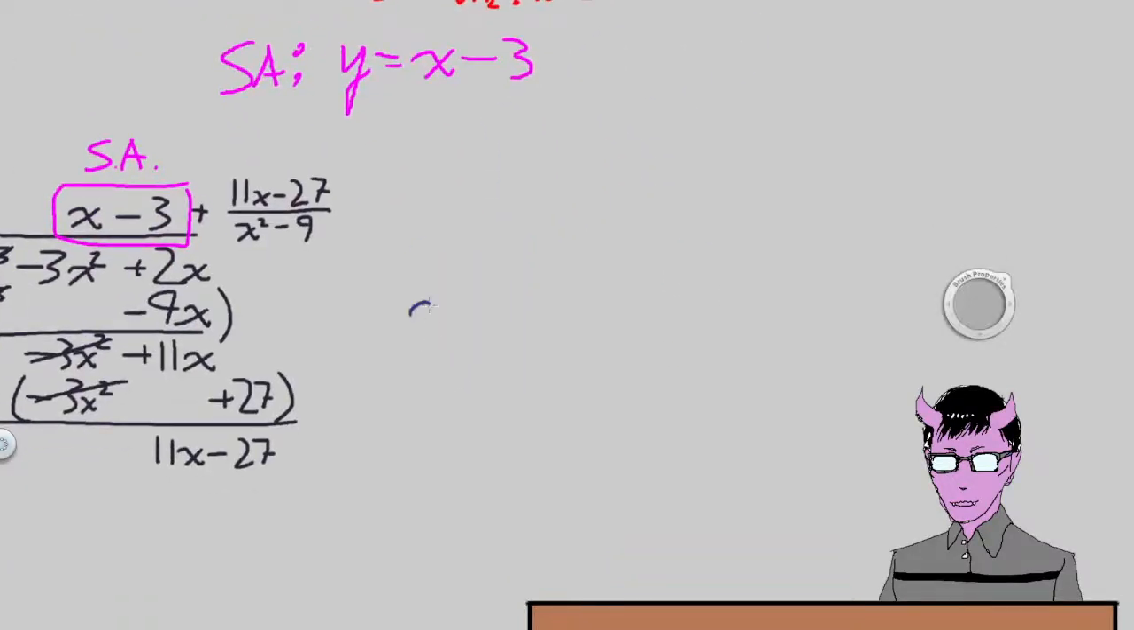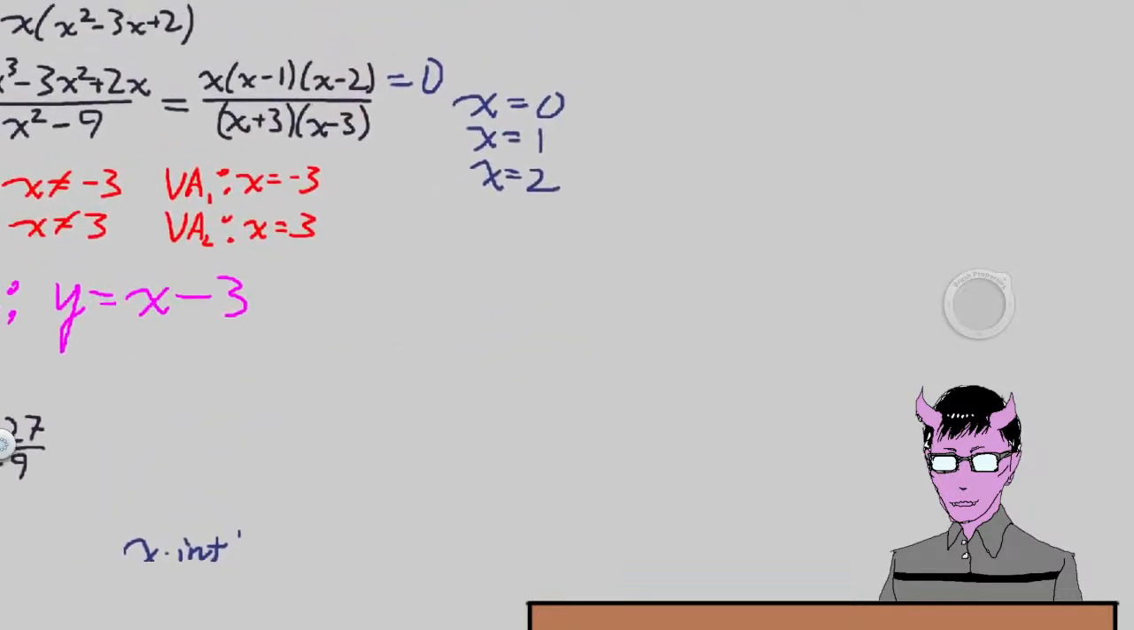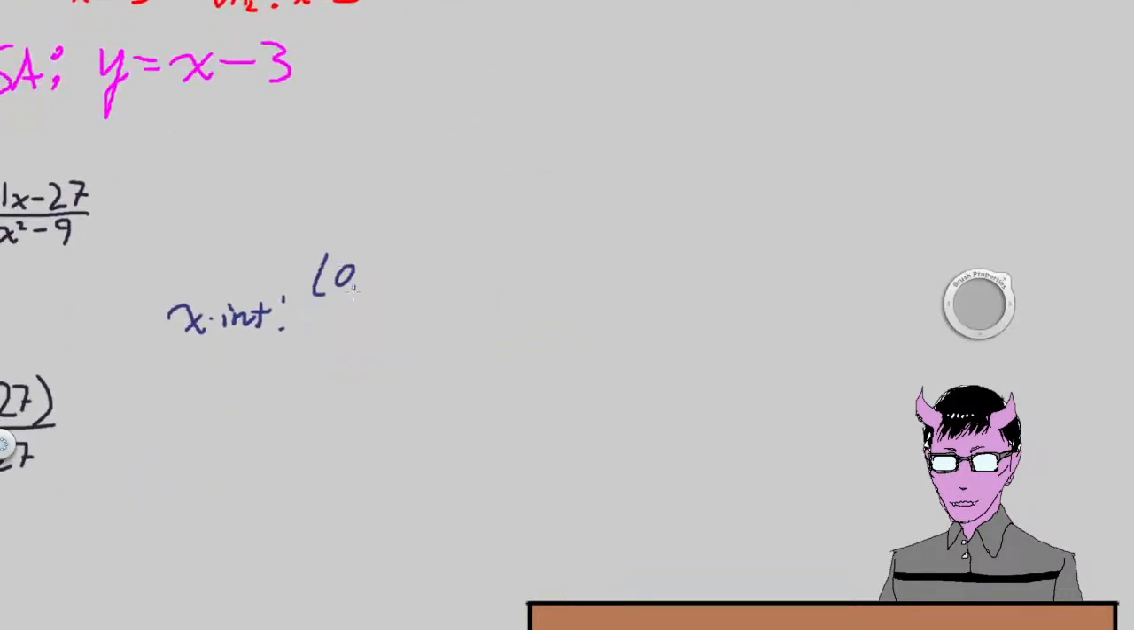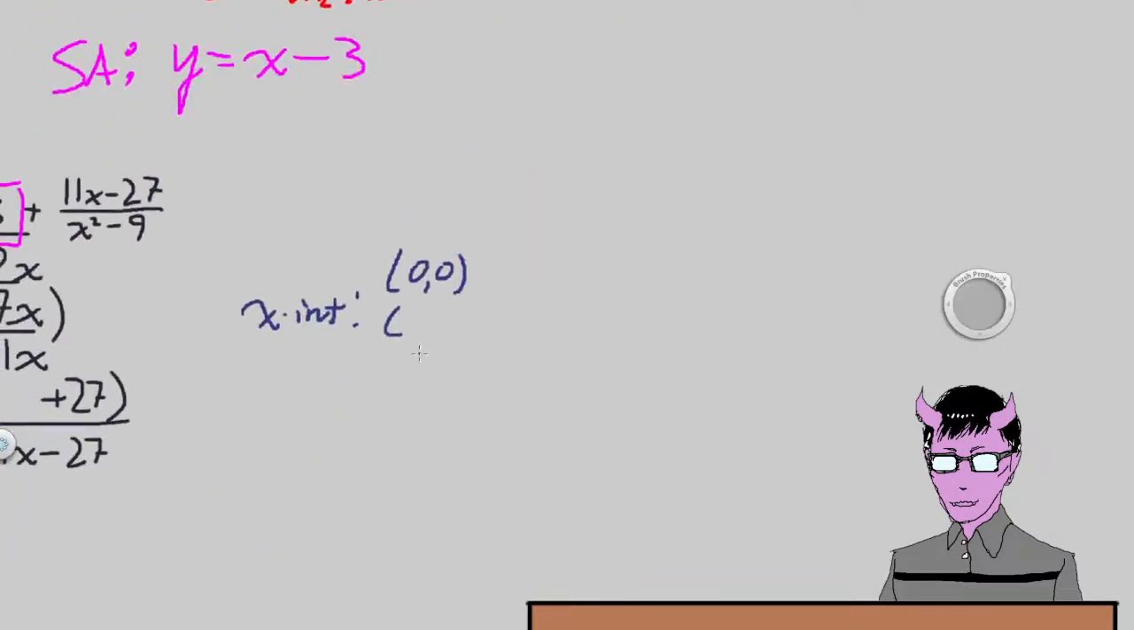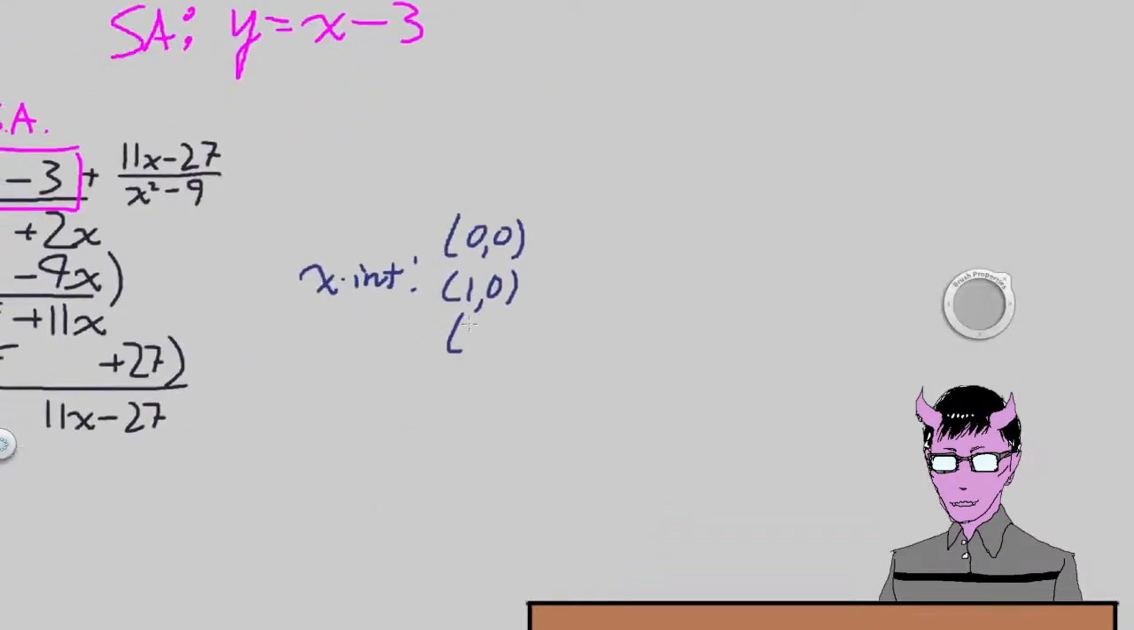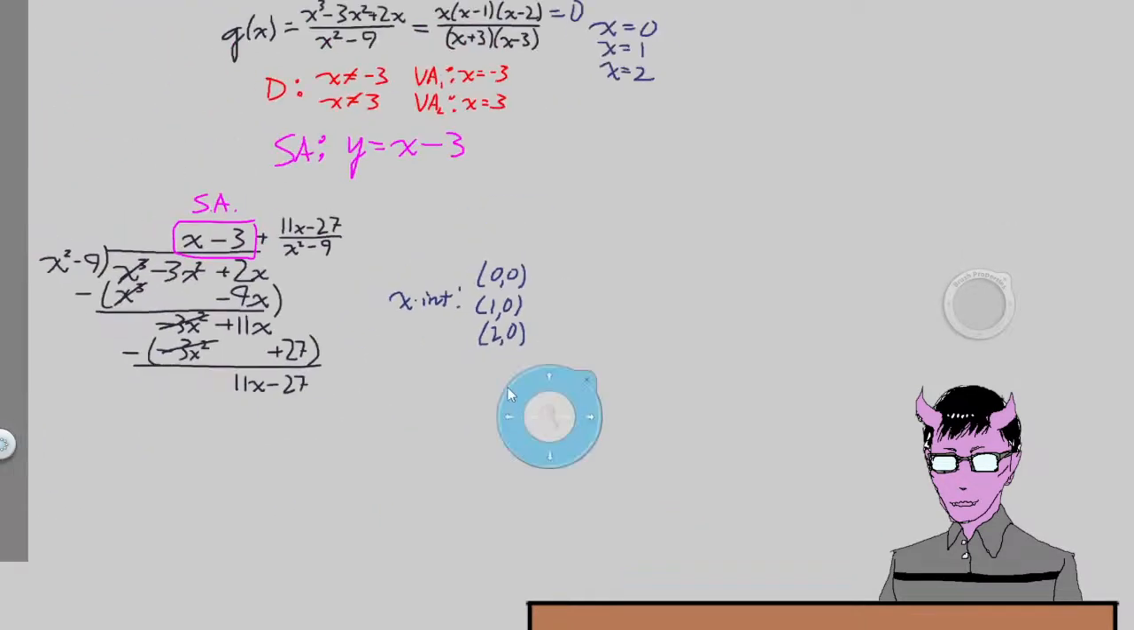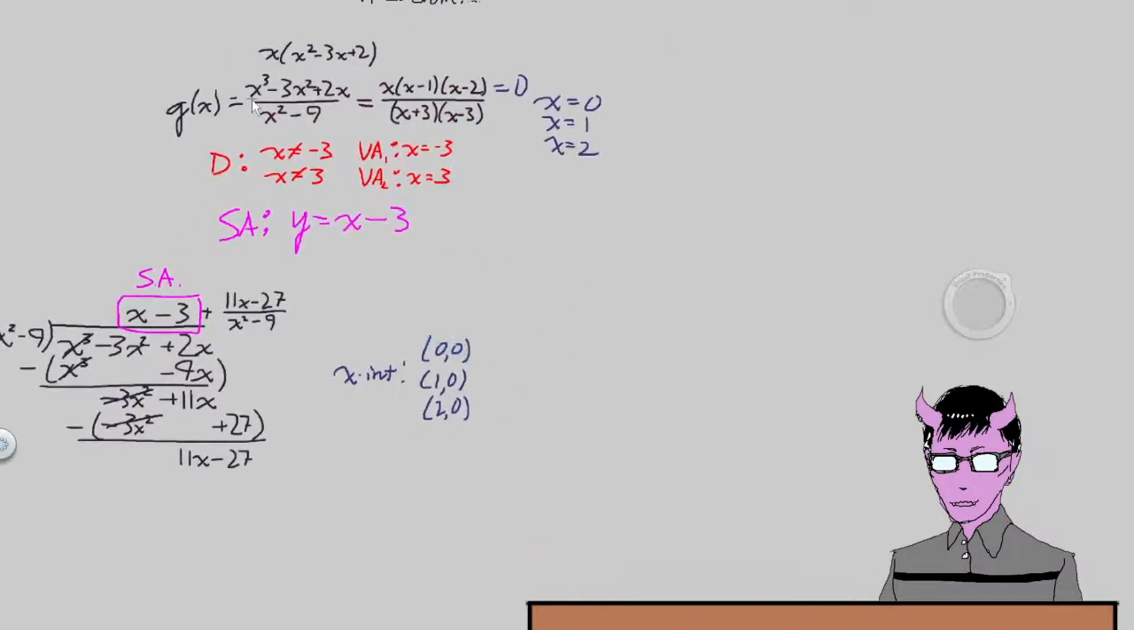So x-intercepts, remember to put them in point form. So 0, comma 0. 1, comma 0. 2, comma 0. And we should have enough to start graphing stuff.